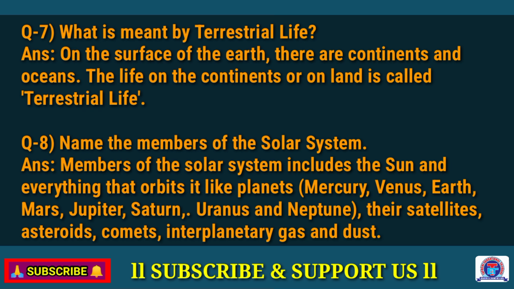Question 8. Name the members of the solar system. Answer. Members of the solar system include the Sun and everything that orbits it like planets, Mercury, Venus, Earth, Mars, Jupiter, Saturn, Uranus and Neptune, their satellites, asteroids, comets, interplanetary gas and dust.